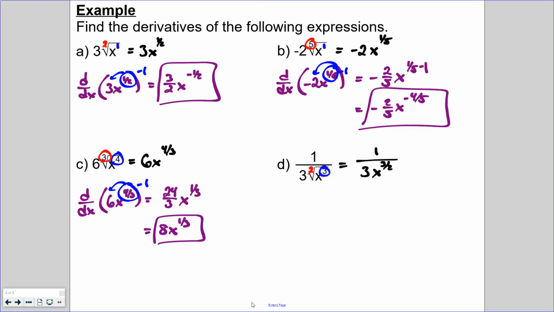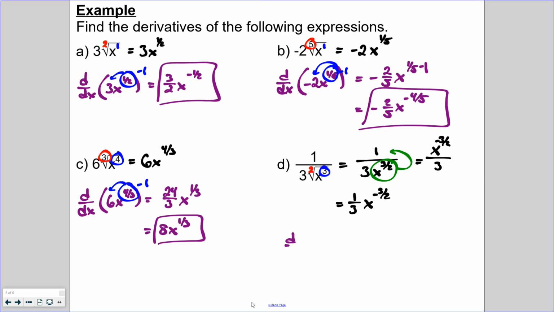But going back to a previous video, we can't have variables in the denominator yet because we haven't learned the quotient rule. So we need to somehow get this variable to be in the numerator. So we can do that by making the exponent negative. So we're going to end up with x to the negative 3/2 all over 3. And whoa, what happened there? So we can get x to the negative 3/2 all over 3, which we can even pull apart a little bit more to be 1/3 x to the negative 3/2.